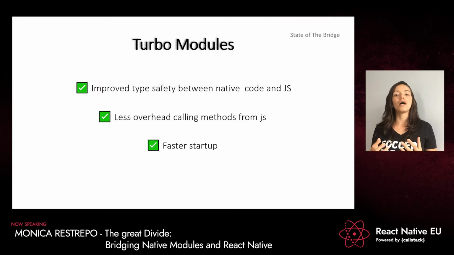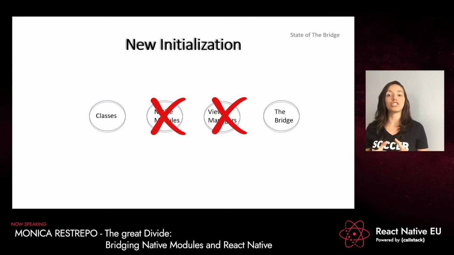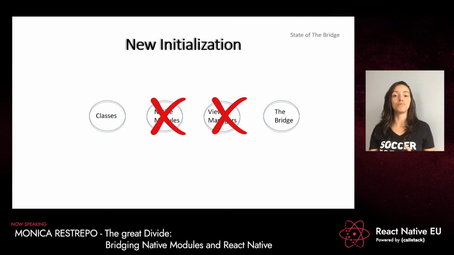Let's move to what the new initialization process for a React app will be. Initializing without the bridge is also one of the major changes in React Native's re-architecture. During the initialization process, React Native loads classes, initializes native modules, initializes view managers, and sets up the bridge. The new architecture aims for no longer eagerly initializing native modules and view managers, and instead, those two processes will be initialized lazily, which again is a significant improvement in performance for our apps.